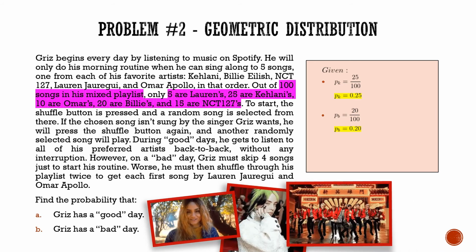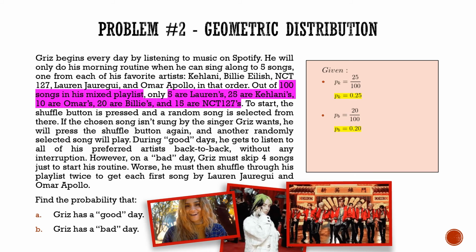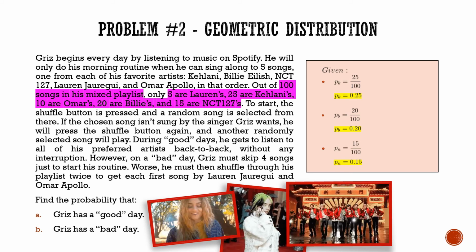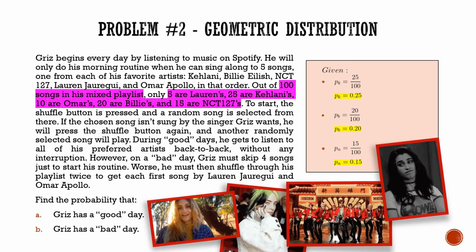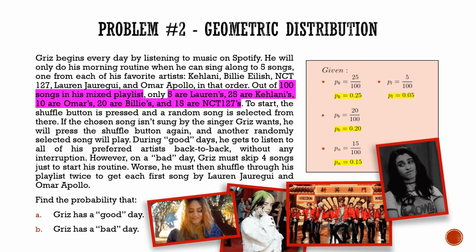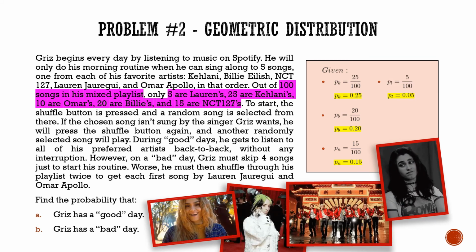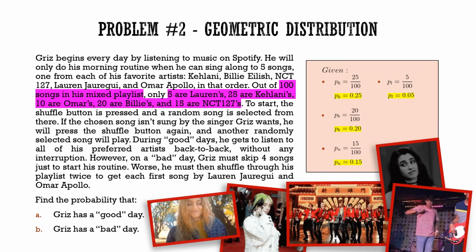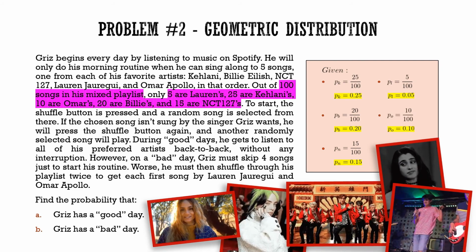The probability of successfully getting a song from NCT127, or lowercase p sub n, is equal to 15 over 100 or 0.15. The probability of successfully getting a song from Lauren Reggie, or lowercase p sub l, is equal to 5 over 100 or 0.05. And lastly, the probability of successfully getting a song by Omar, or lowercase p sub o, is equal to 10 over 100 or 0.10.